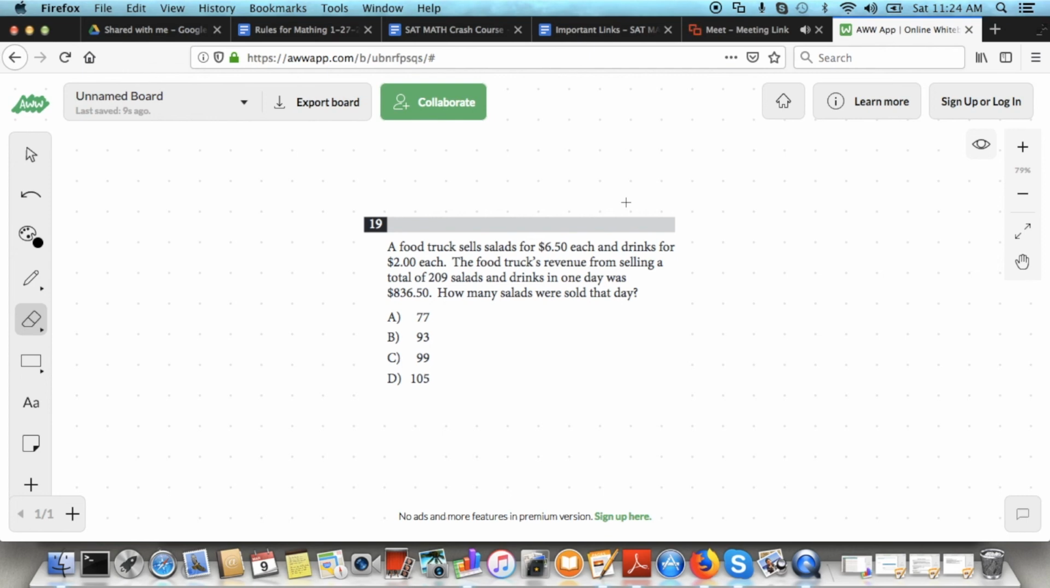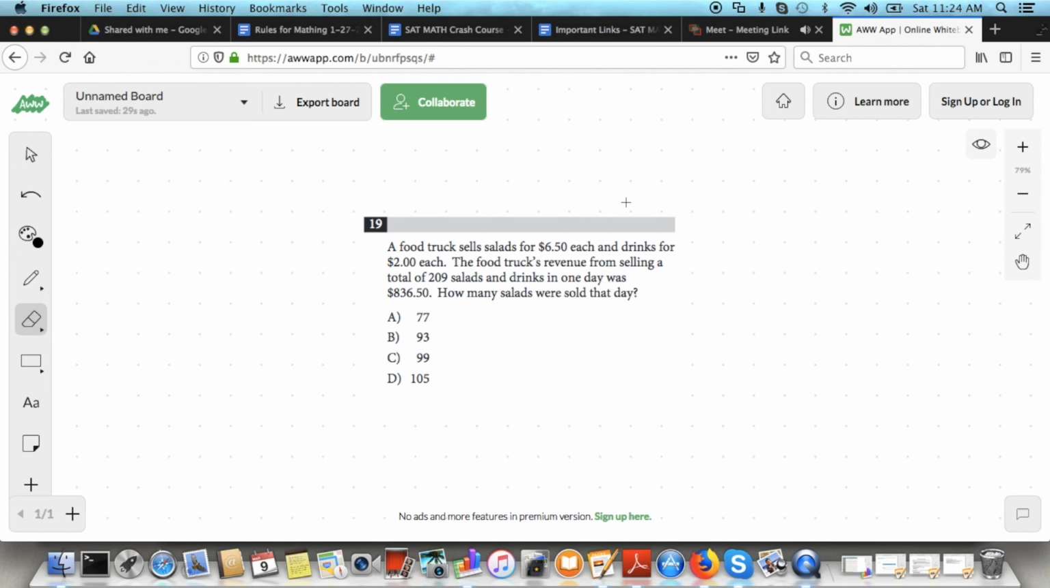A food truck sells salads for $6.50 each and drinks for $2 each. The food truck's revenue from selling a total of 209 salads and drinks in one day was $836.50. How many salads were sold that day?